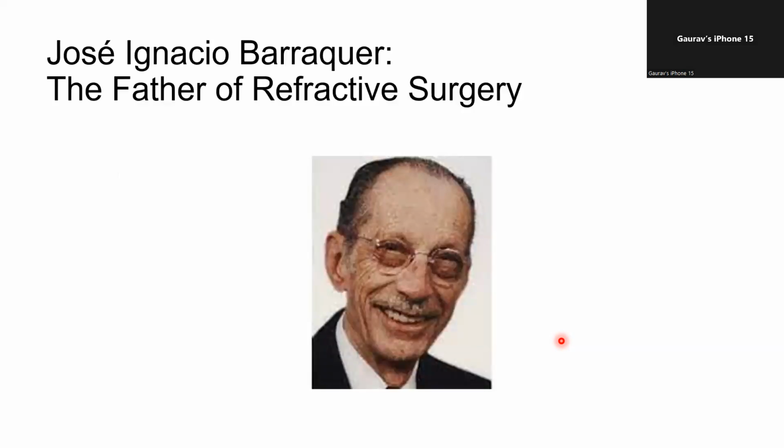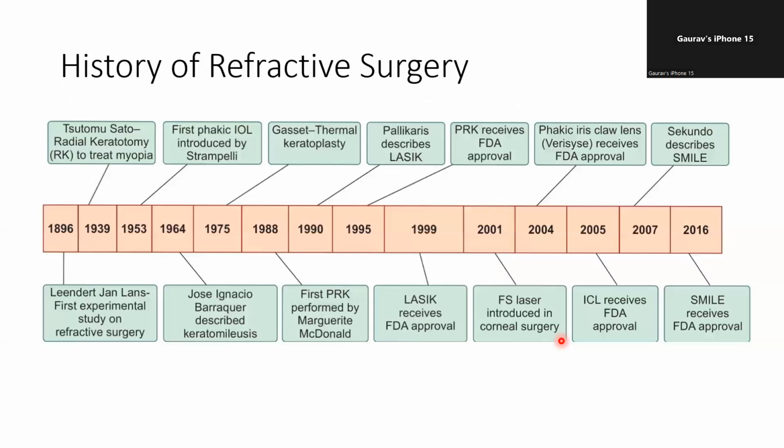So Jose Ignacio Barraquer is known as the father of refractive surgery. He's been credited with making the first microkeratome and writing the first few textbooks on refractive surgery. So he has done monumental work on refractive surgery.